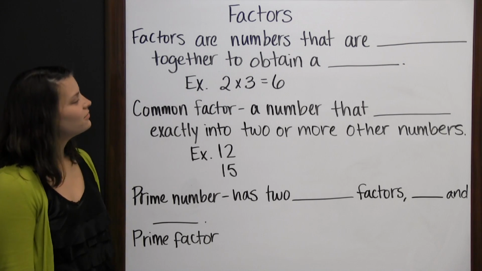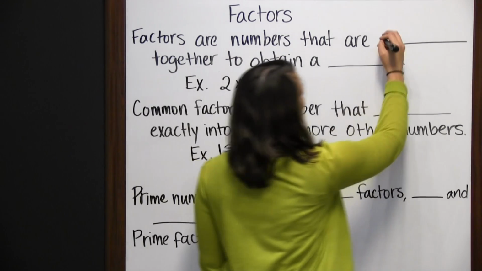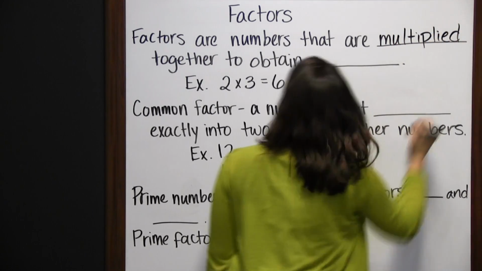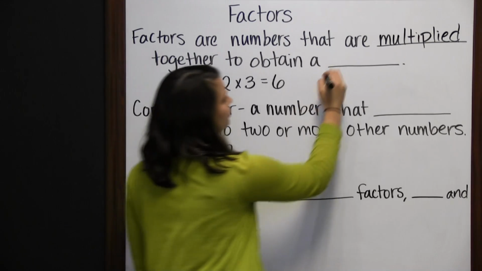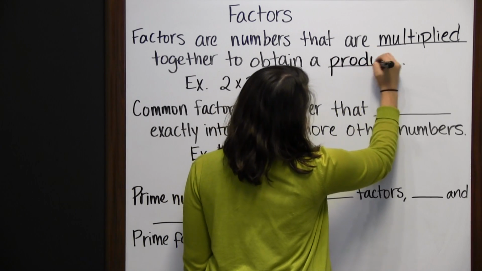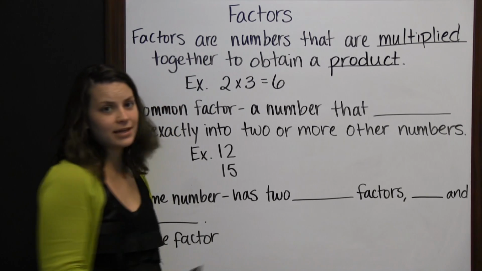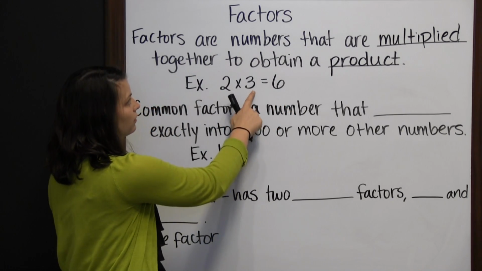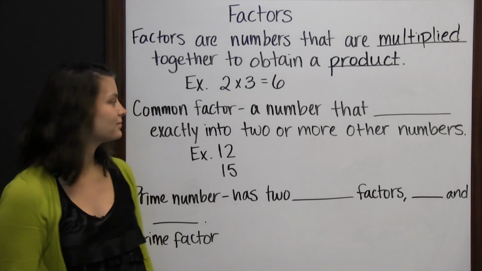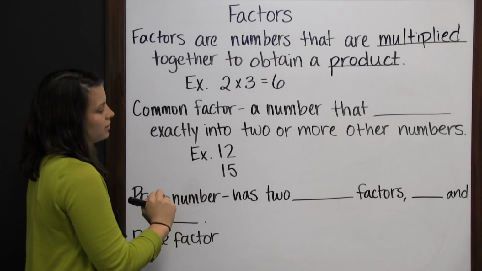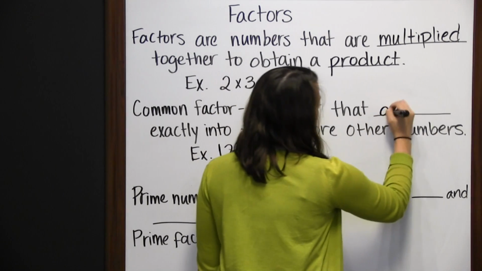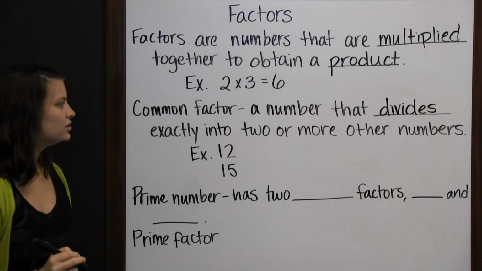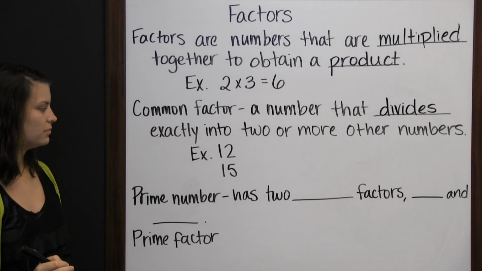Factors. Factors are numbers that are multiplied together to obtain a product. For instance, in 2 times 3 equals 6, 2 and 3 are the factors. A common factor is a number that divides exactly into two or more other numbers.